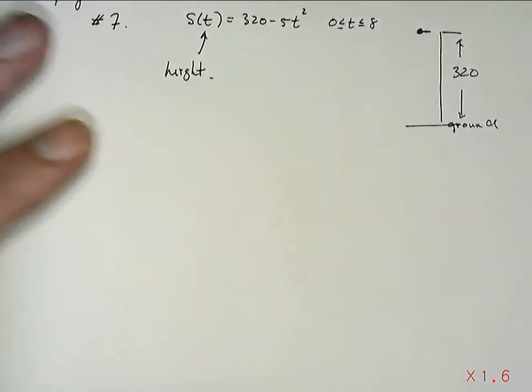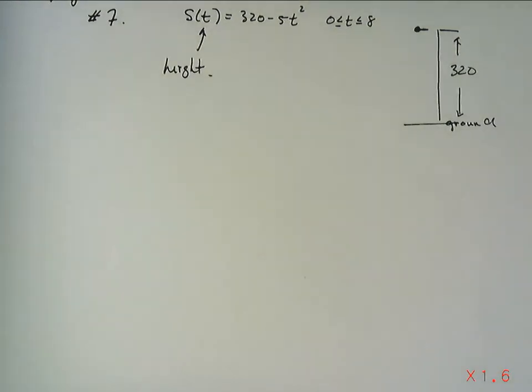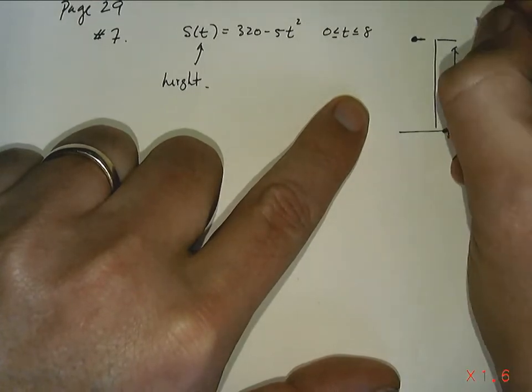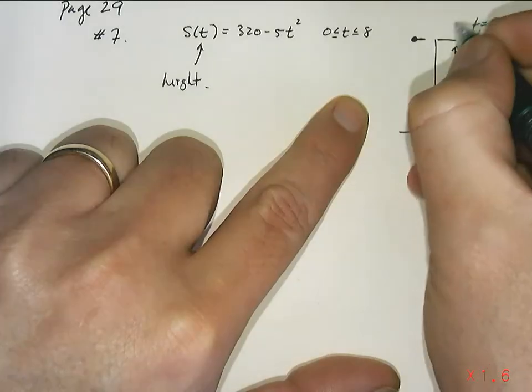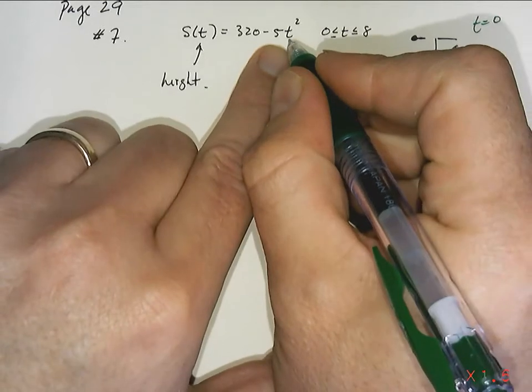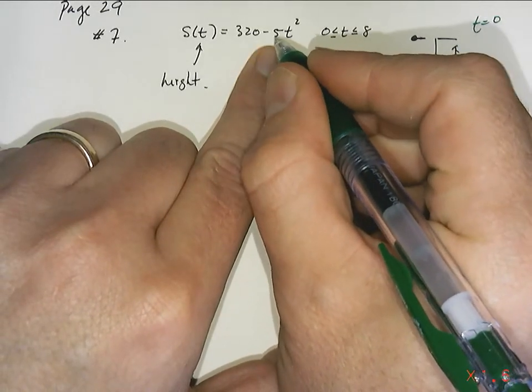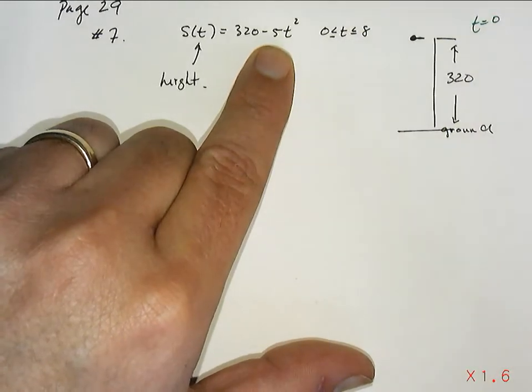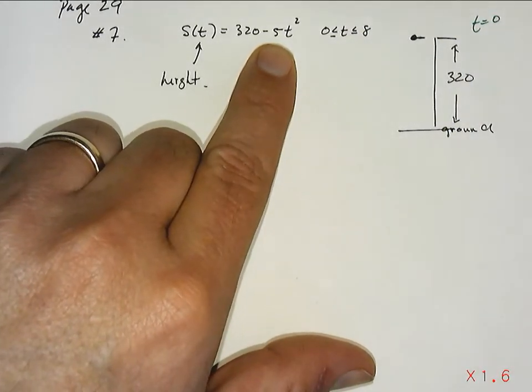Okay, so that is a height formula, which kind of makes sense, because if you think about height right at t equals 0, right here, its height is going to be 320 minus 5 times 0 squared, so it's 320. Its height is 320 meters off the ground when time equals 0.